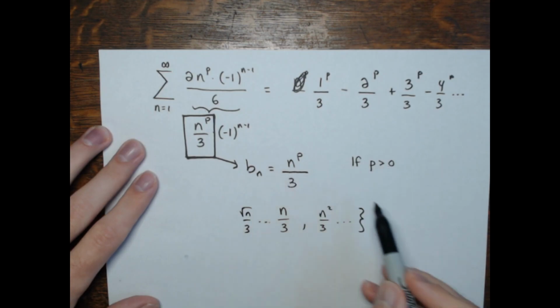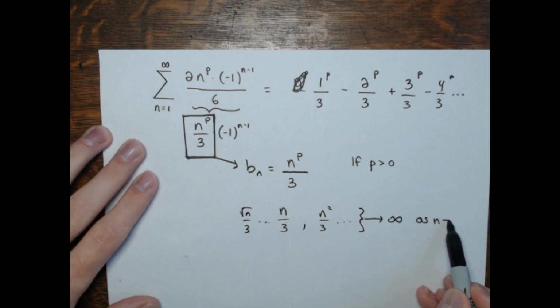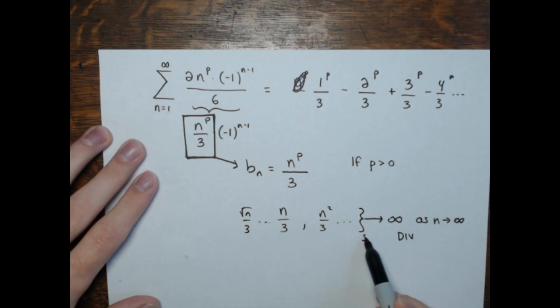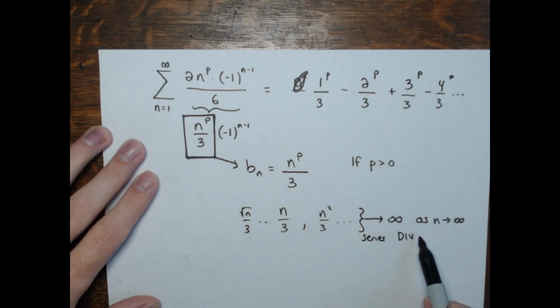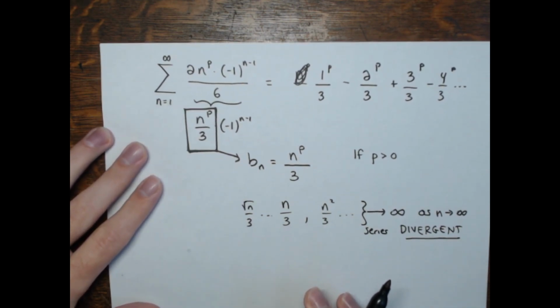If p is positive, these would be going to infinity as n goes to infinity, right? The series would diverge, right? Series diverges in that case because the terms of the sum, all these terms that you're adding up, wouldn't be going to 0. All right, so p can't be greater than 0.